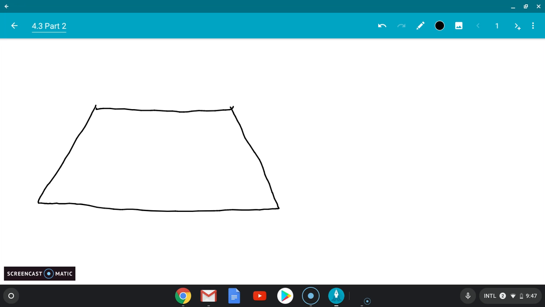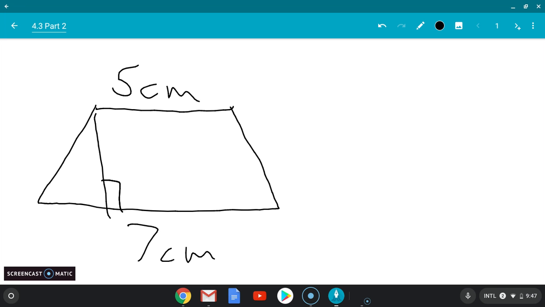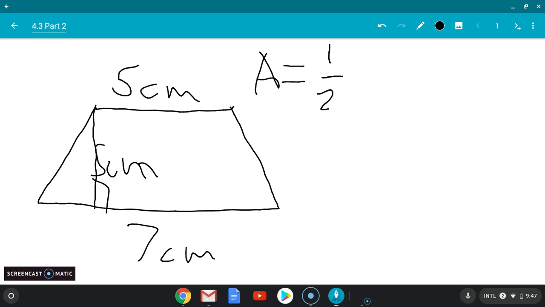All right, and then we're going to say this bottom base is 7 centimeters, this top one is 5 centimeters, and then they're going to tell us that our height is 5 centimeters, okay? And the height is the distance between the two bases. It's not necessarily always going to be a side length. So if I was going to go directly between my two parallel sides, which are my bases, that's going to be my height. Now remember, area equals 1/2 times your height times base 1 plus base 2.